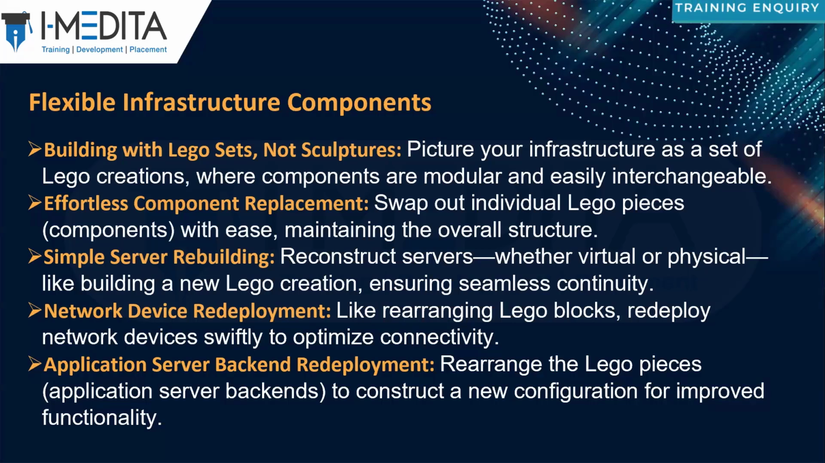Just like a Lego piece, you can remove that particular server, switch, router, load balancer, anything which is not performing the way you want, or if a hardware failure happens, you can easily remove it and push it back inside the rack. With the help of your automation skills, you can make it up and working in no time. So it gives you the flexible infrastructure component. Simple server building: it can reconstruct the server, whether virtual or physical, doesn't matter, just like a new Lego creation. And then network device redeployment, rearranging the Lego blocks. It's all related to that. I just took this Lego example so that you can visualize how we are doing it in that manner.